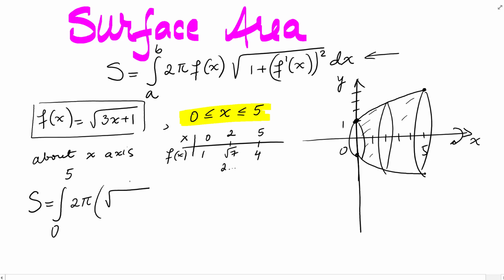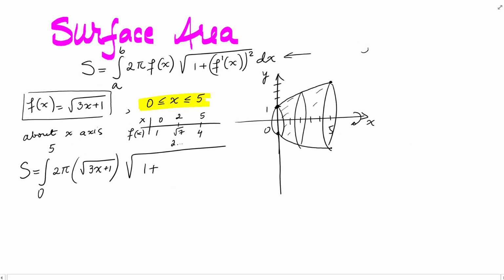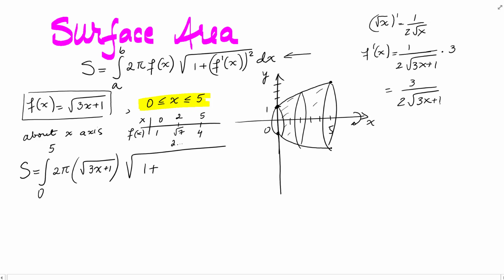f of x, square root of 3x plus 1, and then times the square root of 1 plus f prime squared, so I do need to calculate f prime for my problem. Let's remember that the derivative of square root of x is 1 over 2 square root of x. You want to memorize this because it's a pretty common formula. In our case, it's 1 over 2 square root of 3x plus 1, but let's not forget it's times the derivative of 3x plus 1, which is 3, so we get 3 over 2 square root of 3x plus 1. So I used the chain rule.